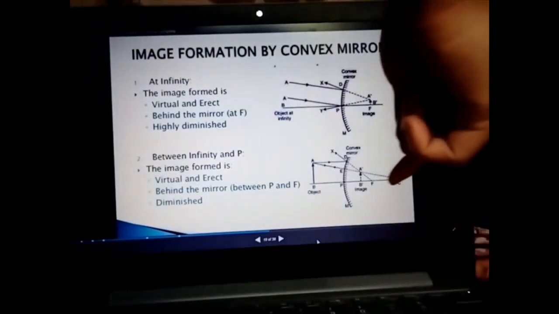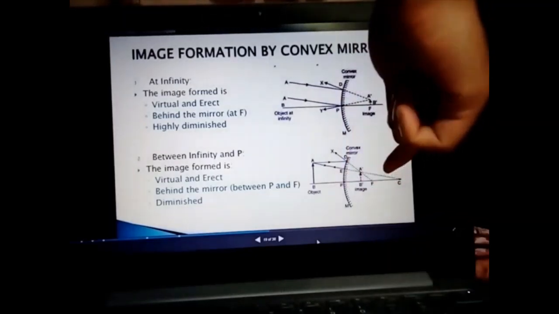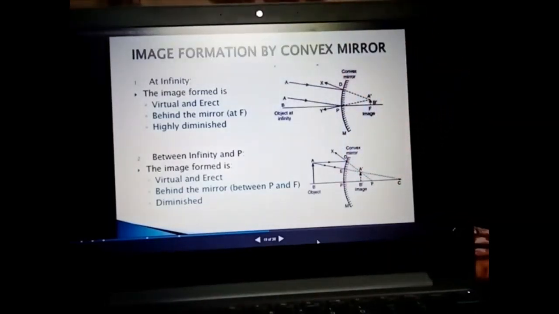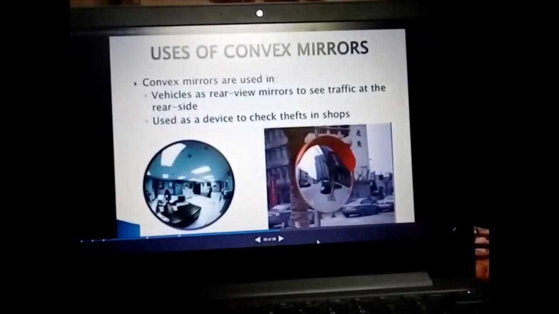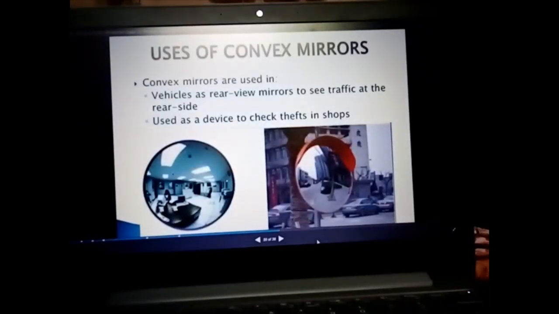So the image formed is between pole and focus of the mirror, and the size of the image will be diminished. So in this convex mirror, there are only two cases that I have explained. Now, the uses of convex mirror.